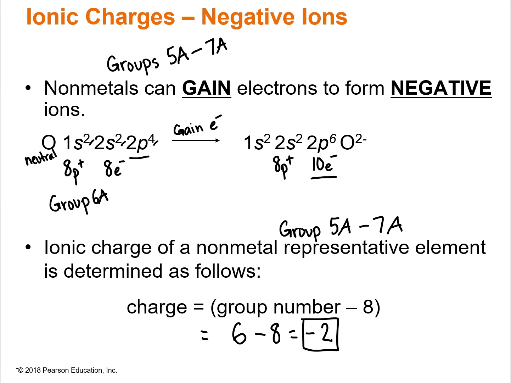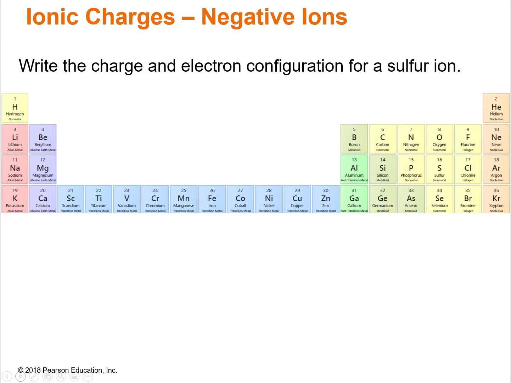Now we're going to do the same thing that we did with the positive ions, only with the negative. We have to be able to write the charge and electron configuration for negative ions. We're going to use sulfur as our example. It's in the same group as oxygen. So for the charge, we already know that it's going to be -2.